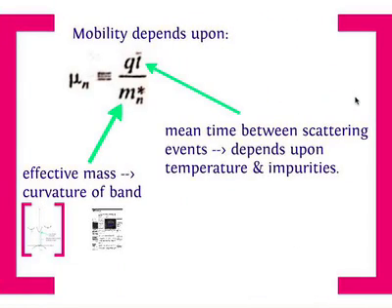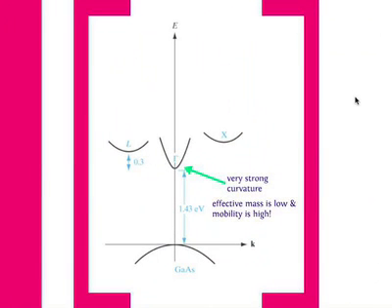Now, what does mobility depend upon? The mobility depends upon t-bar and m_n star. m_n star, of course, is the effective mass. It depends on the curvature of the band. So let's think about this a second, and we'll come back to the mean time in a minute. Mobility depends on curvature. So we look at the band curvature for gallium arsenide. You see it's a very strong curvature here compared to silicon. That means the effective mass is low. Okay? The mobility is high.